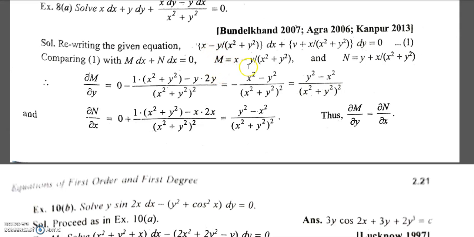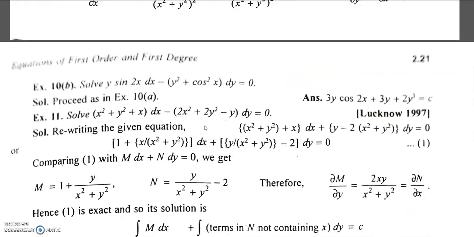Integration of M dx treating y constant, plus those terms of N which do not contain x. Every term contains x, because the first term is y over x square plus y square, so x is contained. The second term is x over x square plus y square, so again x is contained. So you need to only integrate M dx, equal to c. You get your final answer, right?